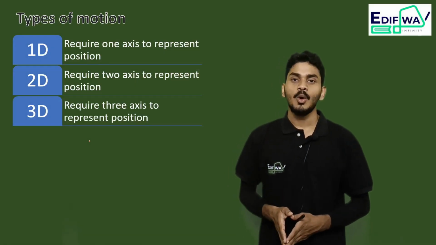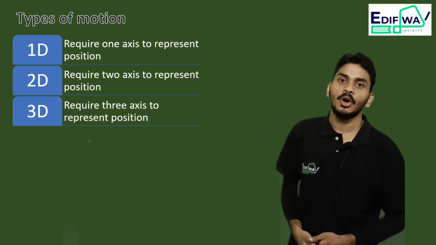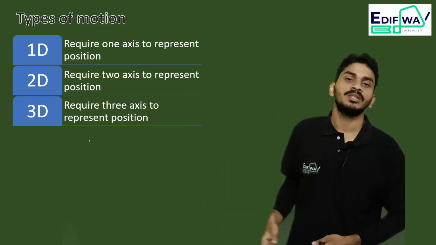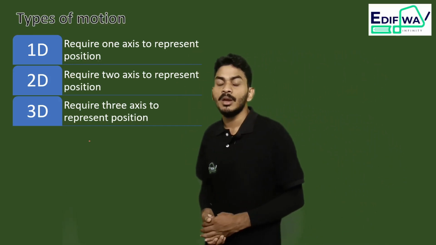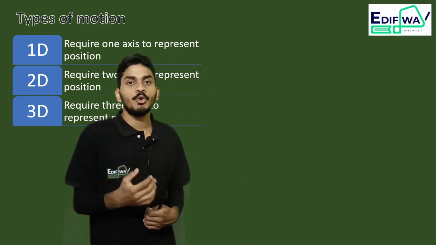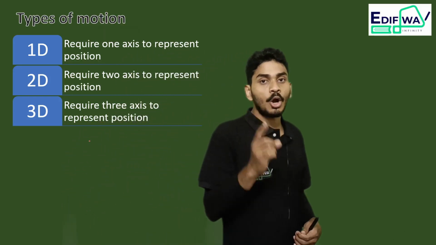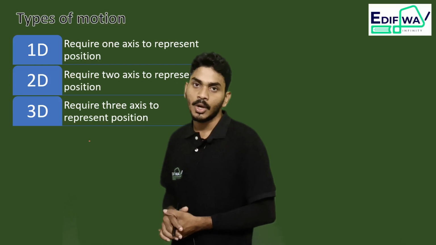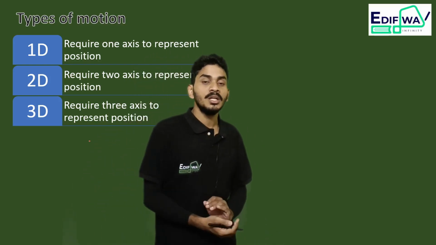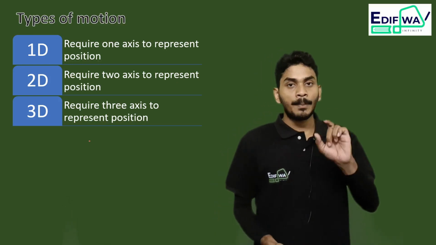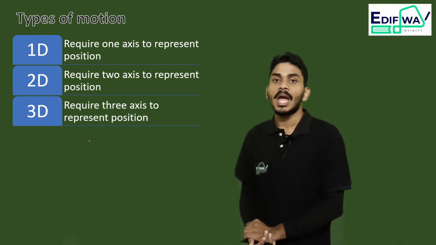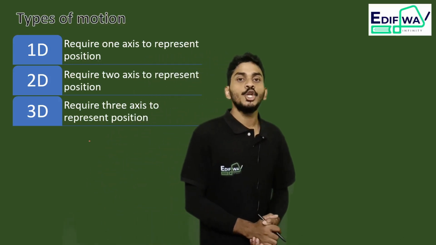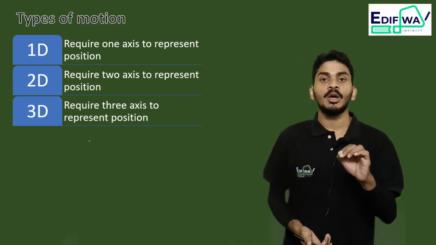Now let's discuss what the different types of motions are. I have classified the motion into 1 dimension, 2 dimension as well as 3 dimension. What is meant by 1 dimensional motion? 1 dimensional motion means you need only one coordinate to represent the position of the body that is executing the motion. 2 dimension means you need 2 axes in order to represent the position of the body, and 3D, that is 3 dimension, means you need 3 axes in order to represent the position of the body.